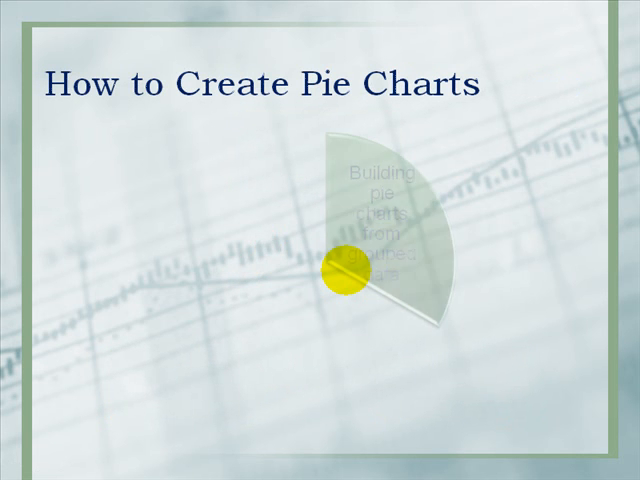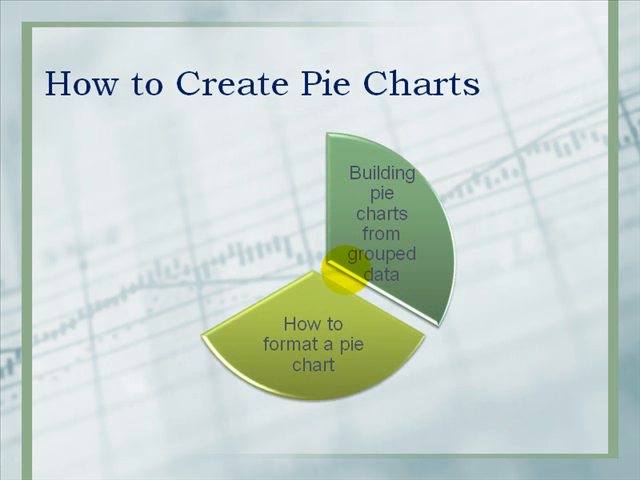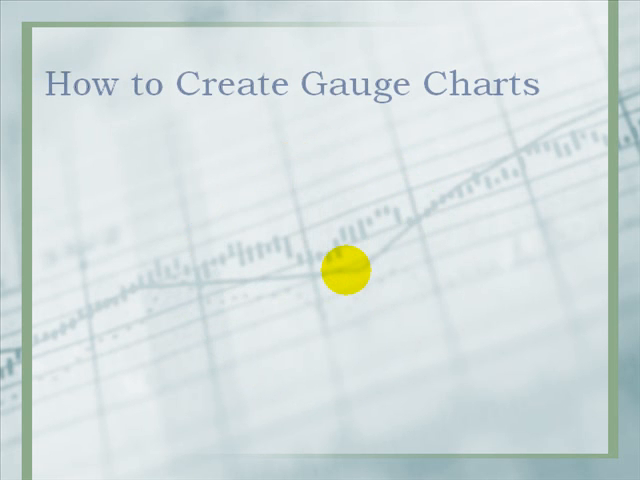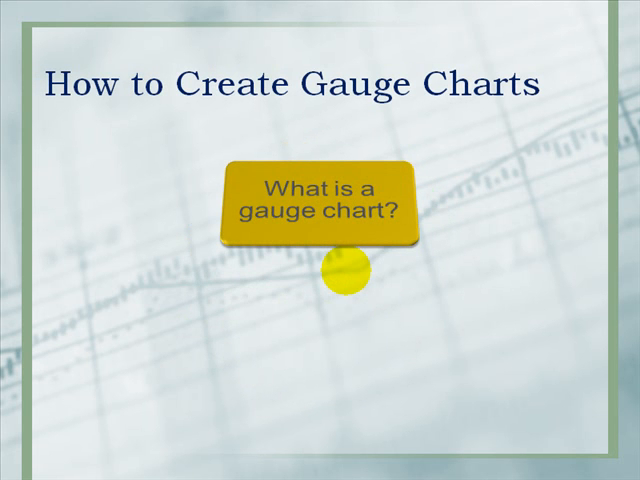In this lesson, you've also learned how to create pie charts from group data and how to format a pie chart to show the data labels, to rearrange the legend, to change the colors of any given section, as well as how to display charts side by side, as I was displaying my column chart and pie chart side by side. And then we looked at gauge charts. What is a gauge chart?